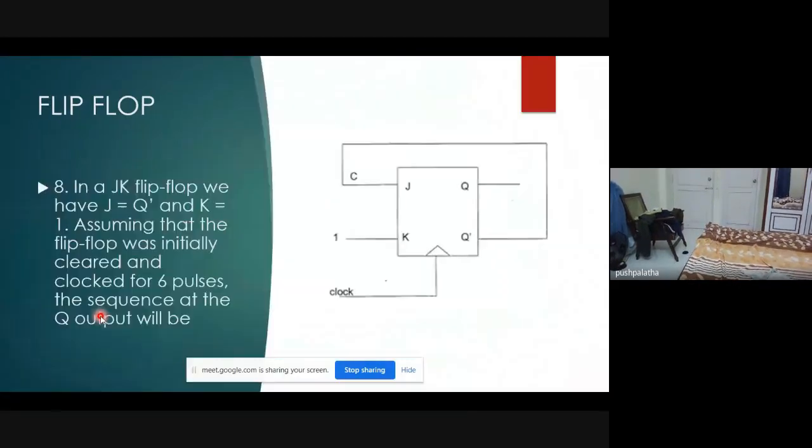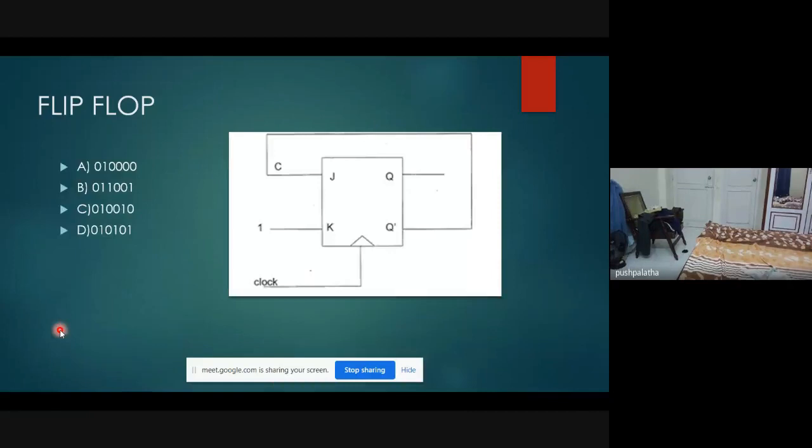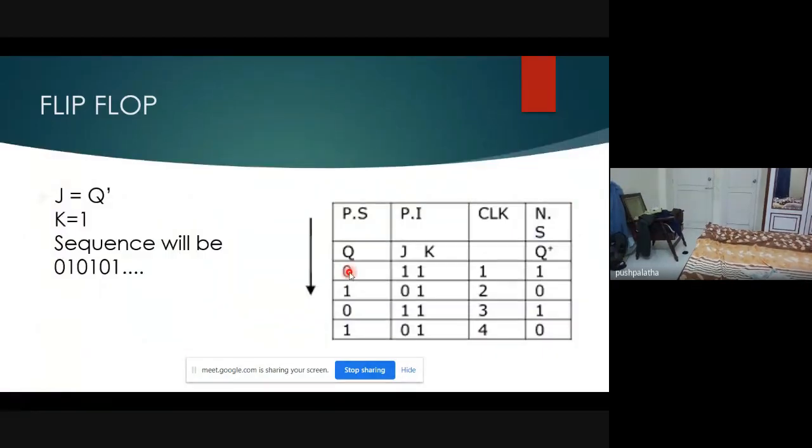See, the question is: assuming that the flip-flop was initially cleared and clocked for 6 pulses, the sequence at the Q output will be, underline that point. So it is 0 1 0 1. If you keep on doing like this, you will get 0 1 only. So it is option D. Clear? Okay. Next we'll go to the next problem.